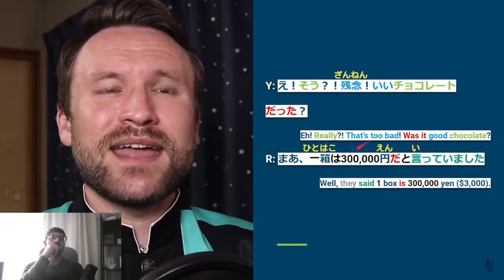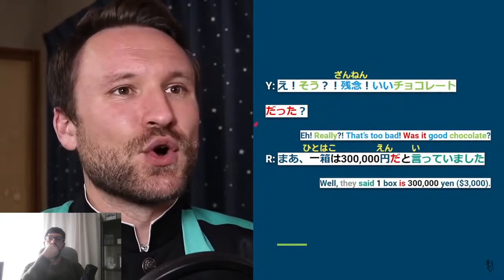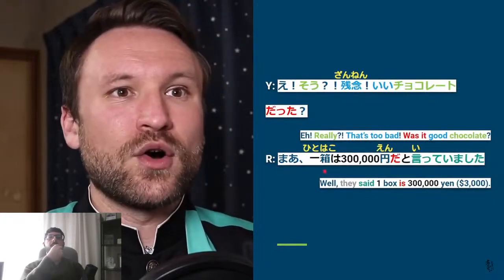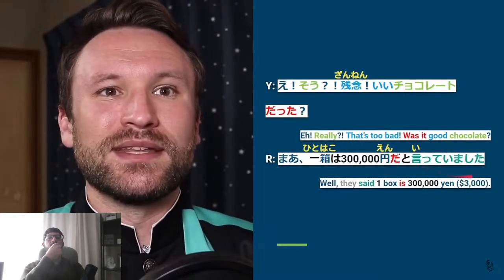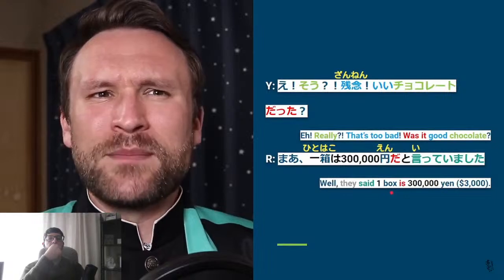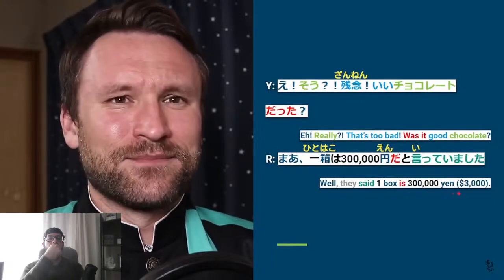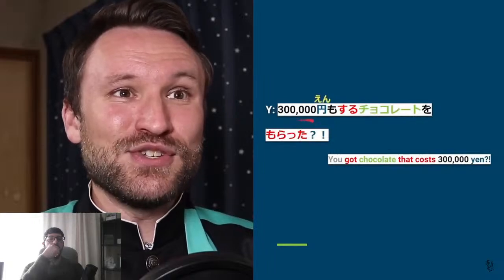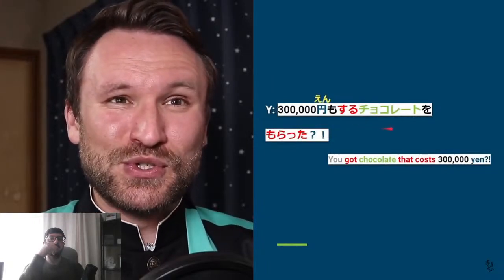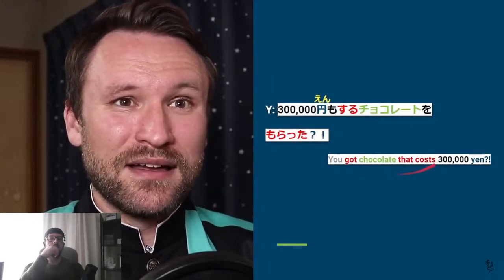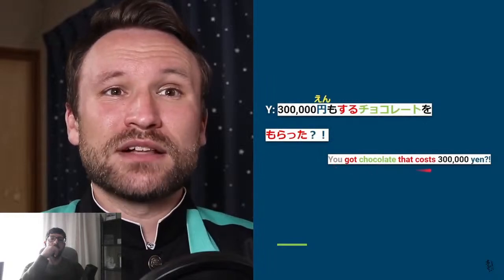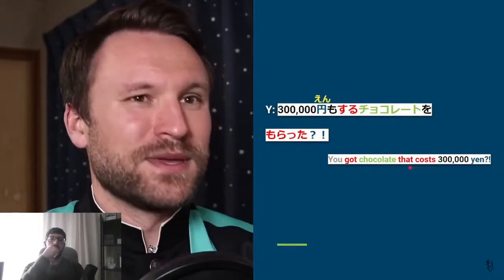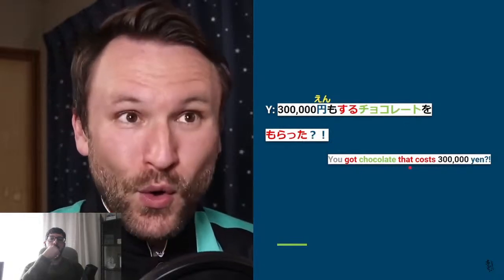Really? 残念. That's too bad. いいチョコレートだった? Was it good chocolate? まあ、一箱は30万円だと言っていました. Well, they said one box is 300,000 yen, or around $3,000. That's some good chocolate. 30万円もするチョコレートをもらった? You got chocolate that costs a whole 300,000 yen is what should be here. You got chocolate that costs a whole 300,000 yen.